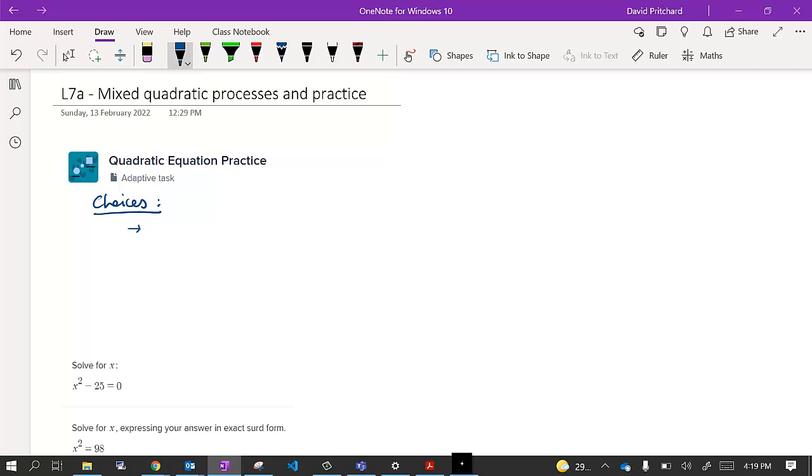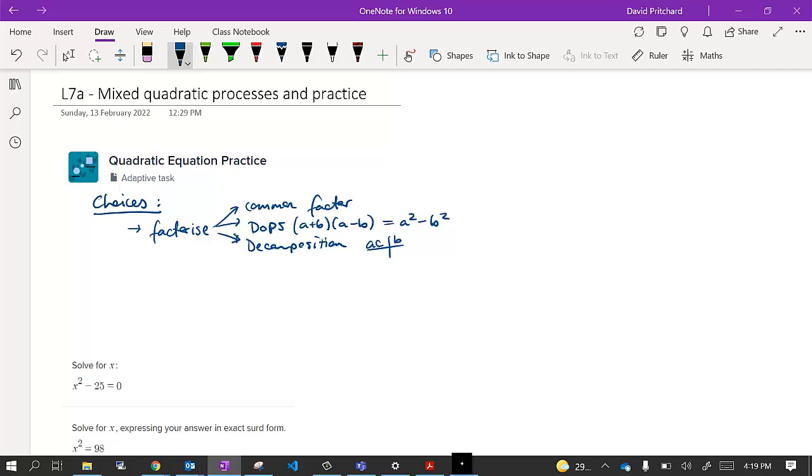So the first one might be to factorize. And when you factorize, you've got all sorts of different things you can do. It can be a common factor, it could be DOPS, it could be decomposition. So remember, DOPS is that a plus b, a take b factorization from a squared take b squared. Decomposition is using that a, c, and b. And there's monic and non-monic techniques there. And if you factorize, obviously the idea is that you're looking for it to be equal to 0, and then you can use null factor theorem. Okay, so that's one skill.